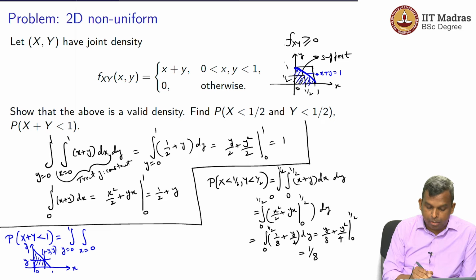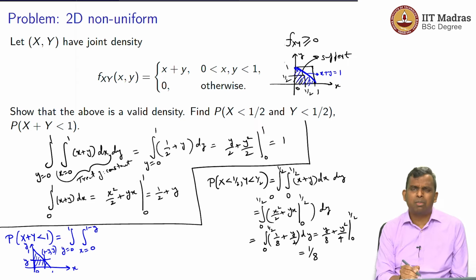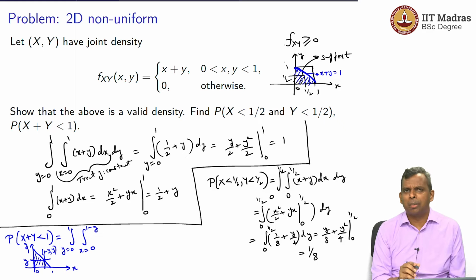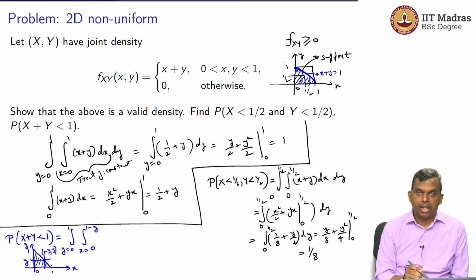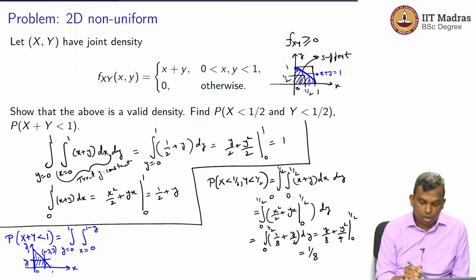So it hits the boundary on one side at x equal to 0, on the other side at x equal to 1 minus y. Okay, so this part is one of the trickiest parts in two-dimensional integration: how to set up the limits for the integral to get a particular area. In this case I wanted this area, x plus y less than 1. You draw this triangle and then slowly set up the limits one at a time. How do you do that?